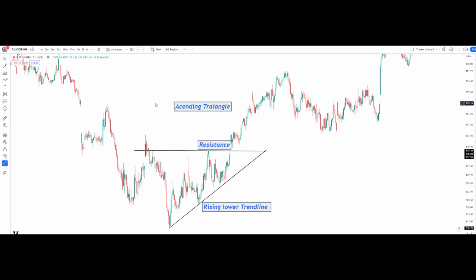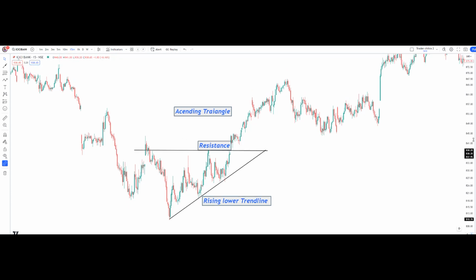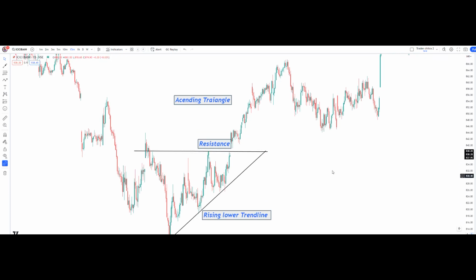We can see one example for the ascending triangle. The time frame I have selected is 15 minutes. The ascending triangle, descending triangle, symmetrical triangle, all these patterns we can see in any time frame, depending upon which type of trader we are. Here this is the resistance line and this is the rising lower trend line, because price is not able to break the previous swing lows and price is making higher lows. We can enter into the long trade above this resistance level.